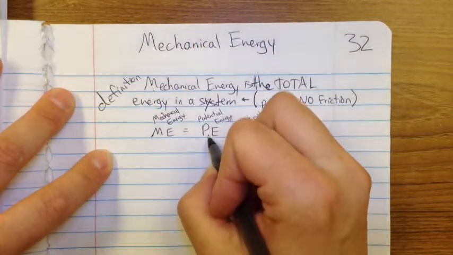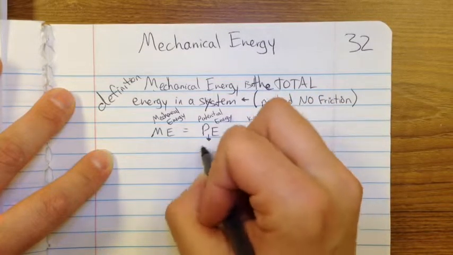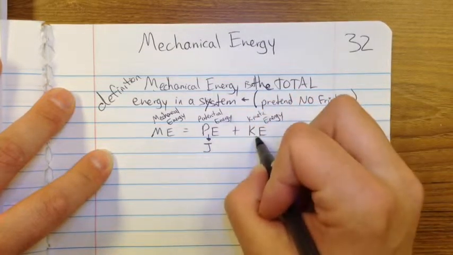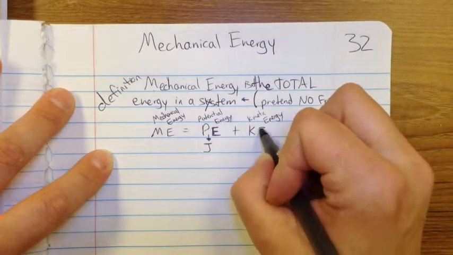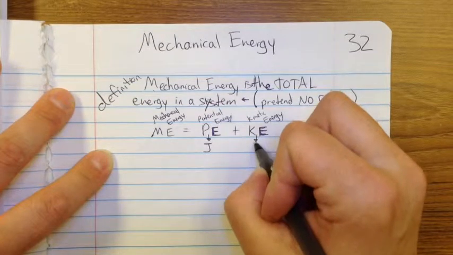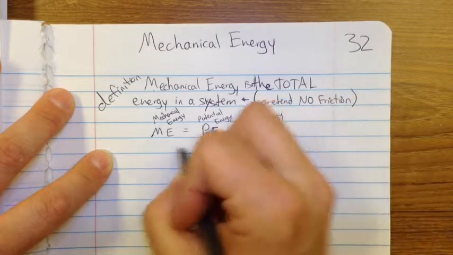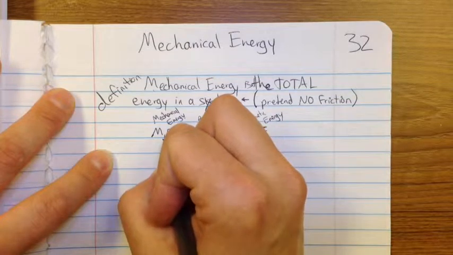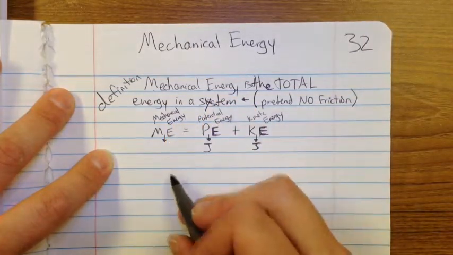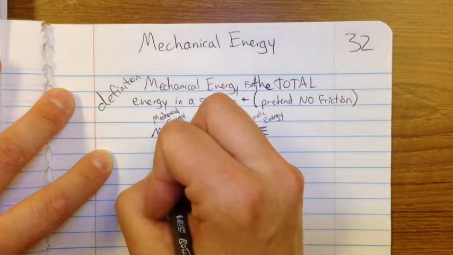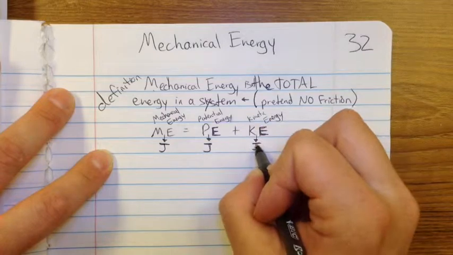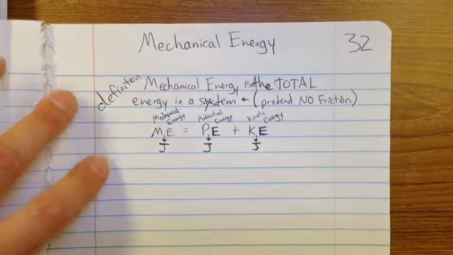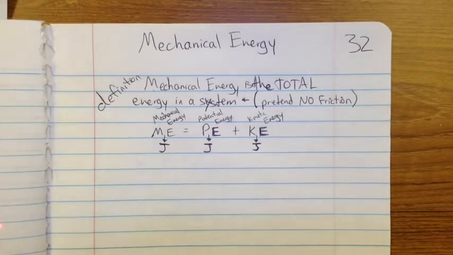Now, units of measure. Units of measure for potential energy are joules. Units of measure for kinetic energy are also joules. So when you add potential energy to kinetic energy, joules added to joules, our units for mechanical energy are also joules. Okay? So that's just a brief, quick introduction to mechanical energy. Now let's go to the worksheet and discover what it means when we talk about mechanical energy.